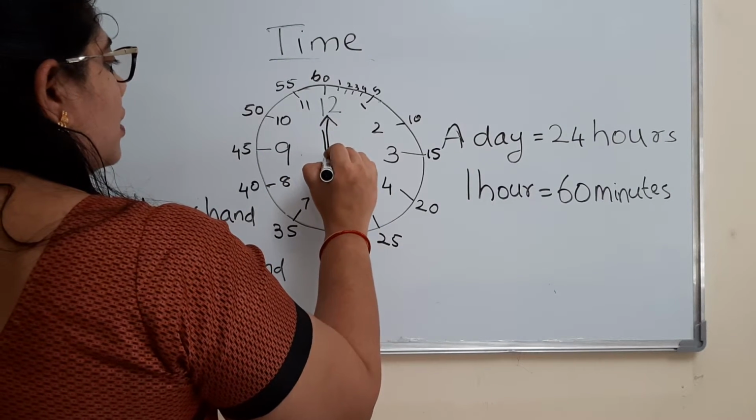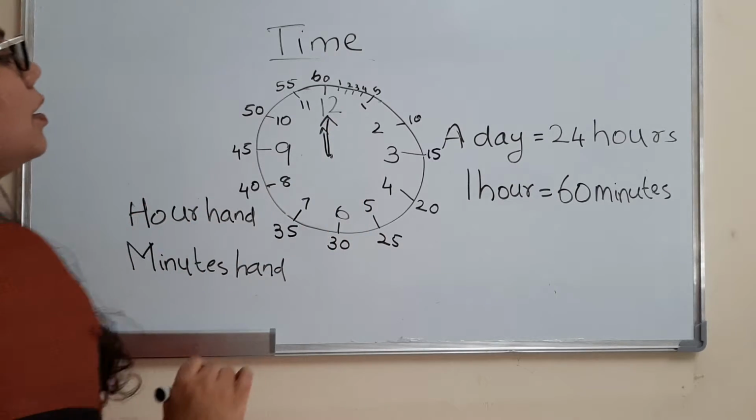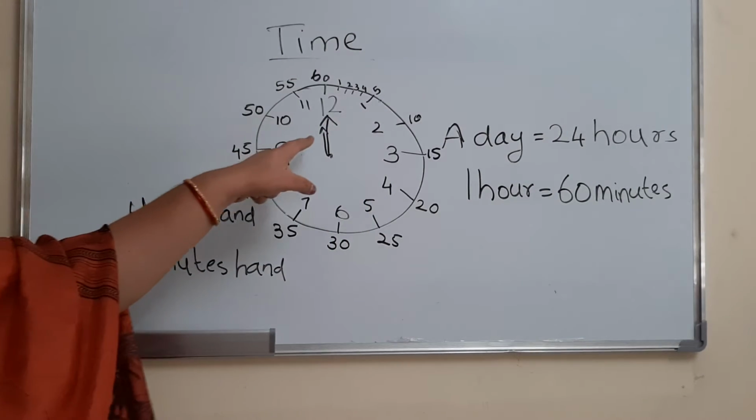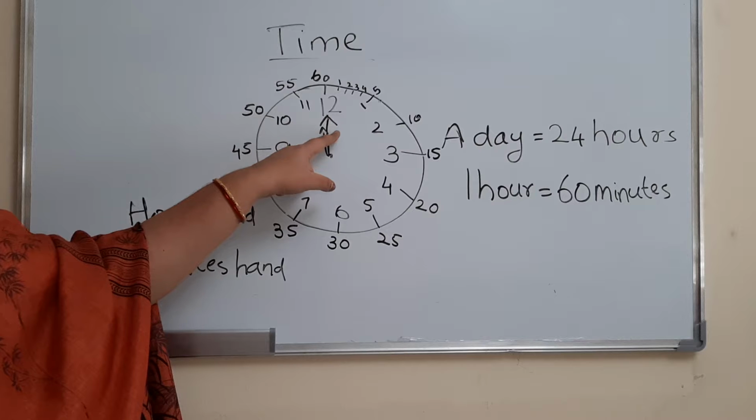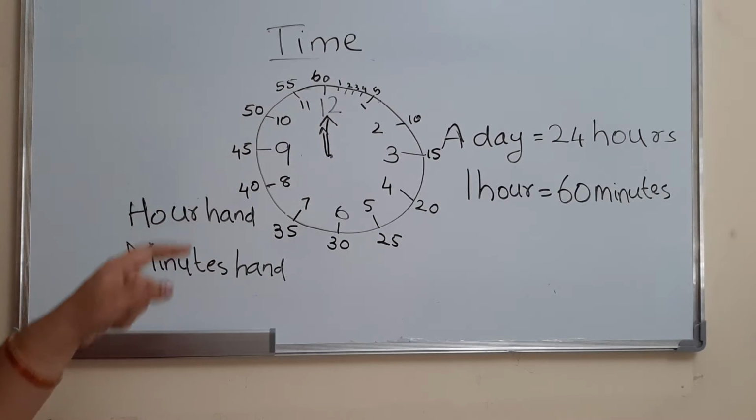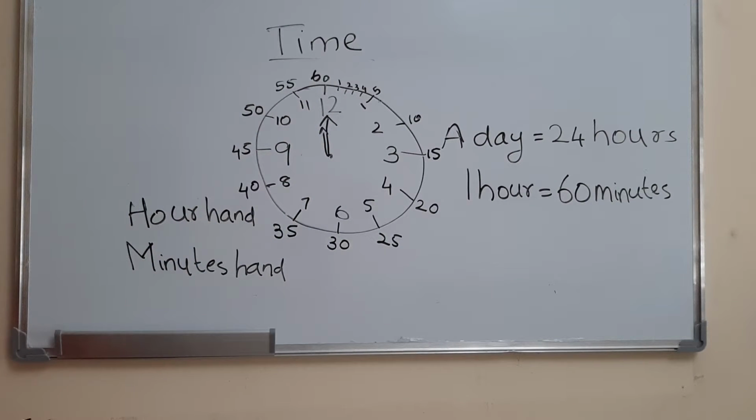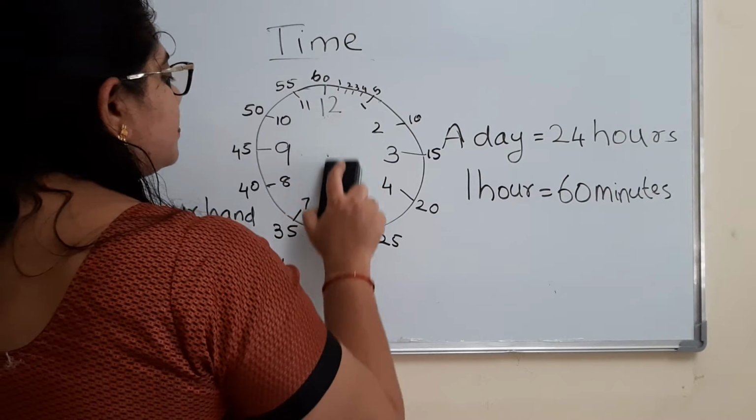When the long hand and short hand, both of them are on 12, then what is the time? It is 12 o'clock. So we have seen now o'clock. How will you find that? You understand, right?